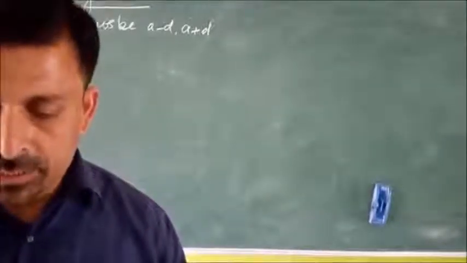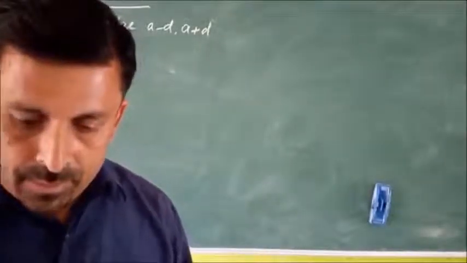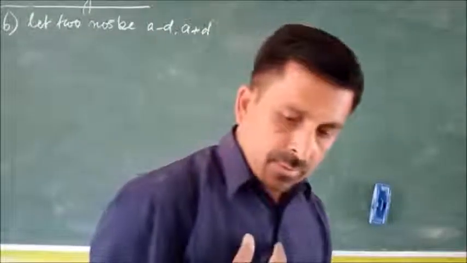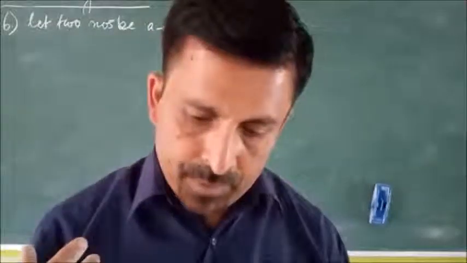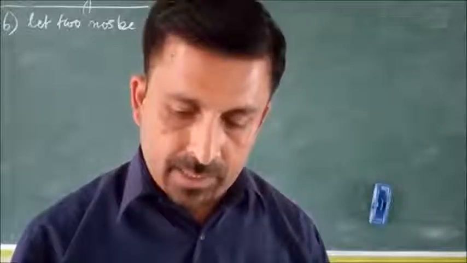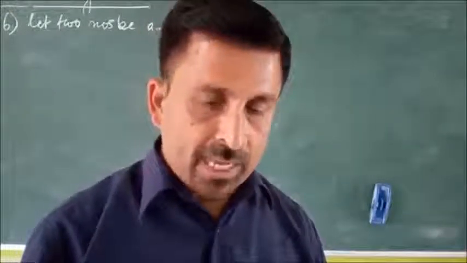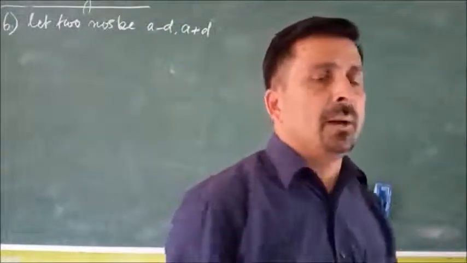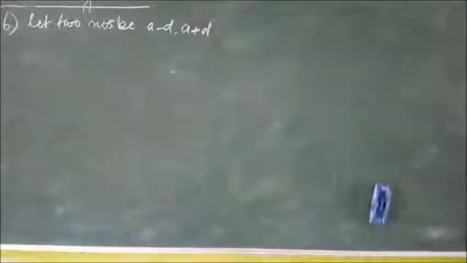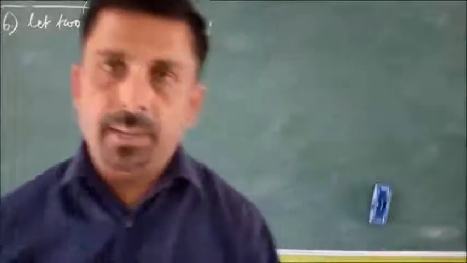Question number 6. It is about two numbers whose arithmetic mean and the geometric mean are so and so. Is it okay? What is the arithmetic mean? 17. And the geometric mean is 8.